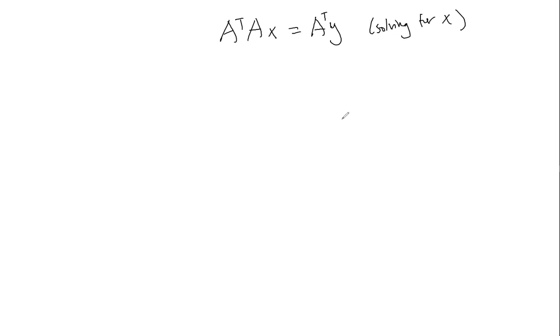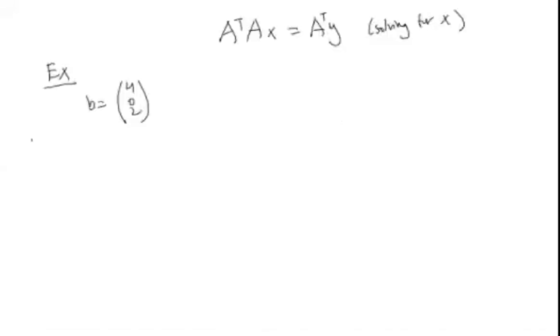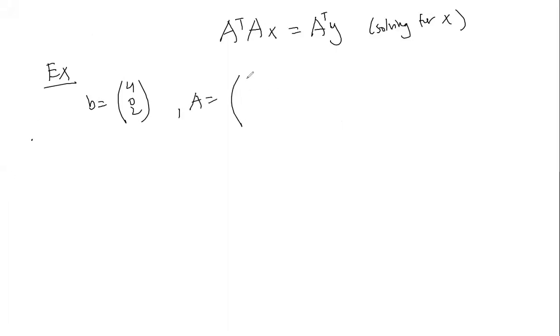Okay. Let's do an example. I'll just take the first one from my worksheet. So we have b equal to (4, 0, 2), and then we have A with columns (1, 2, 0, -1) and (-2, -1, -3). Okay, and let's find the least squares solution.